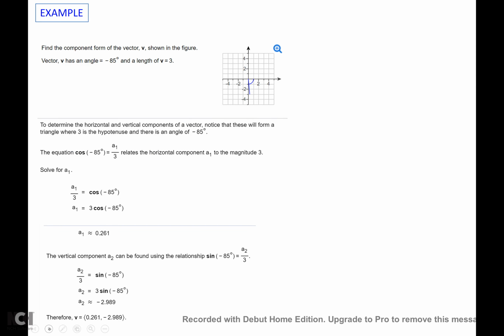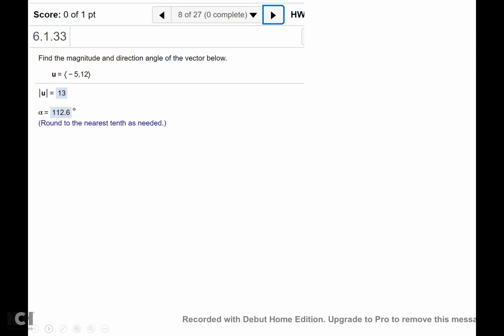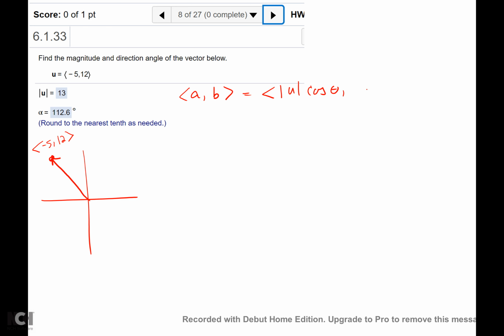Alright, so this one is just an example. Number 8 says find the magnitude and direction angle of the vector below. If I draw a quick sketch of this, they're giving me -5, 12, not drawn to scale obviously. Now we know the components. We're going to use this again to find the components of a vector: the magnitude of the vector times cosine theta, and the magnitude of the vector times sine theta. If I plug in the components I know, that's -5, that's 12.